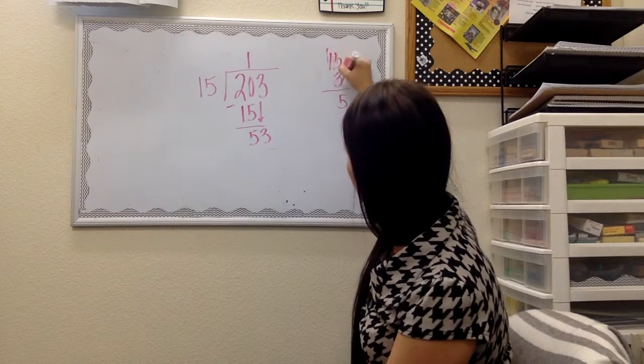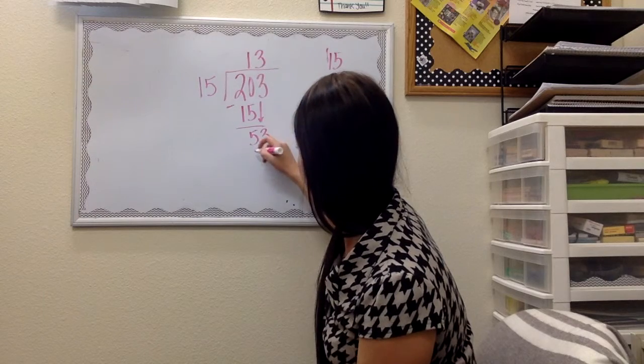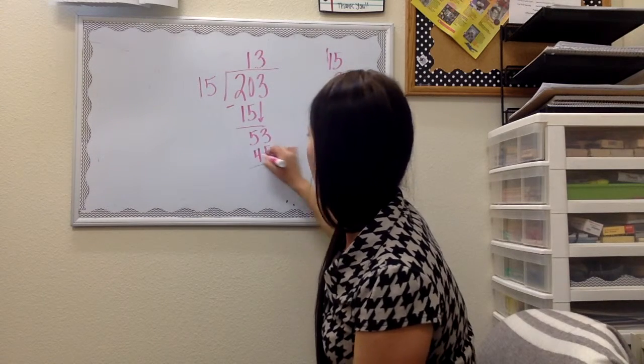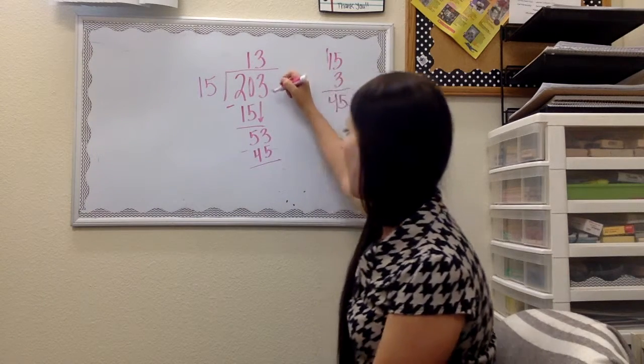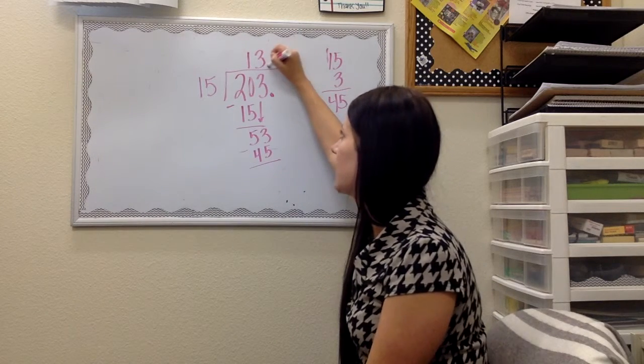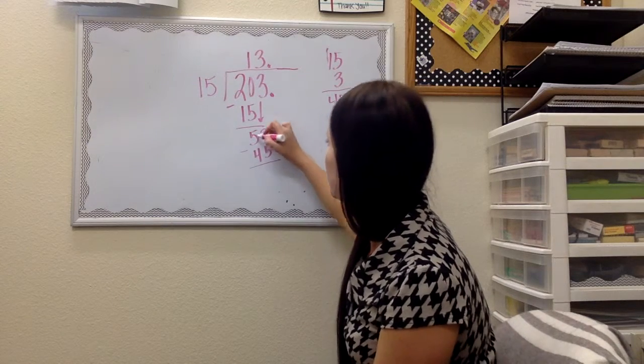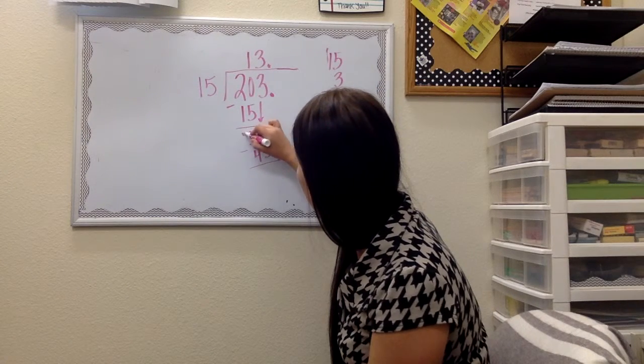So 15 times 3 is 45. Yep, that's as close as I'm getting. So I'm going to put a 3, 45, and then I'm going to subtract. Now, at this point, I see I'm moving on past the decimal, so I really like to put my decimal up here so I don't forget. Okay? So I'm going to subtract.